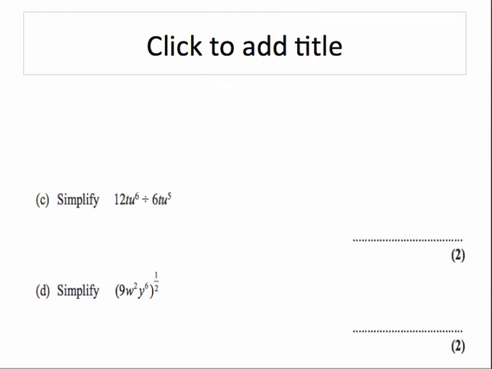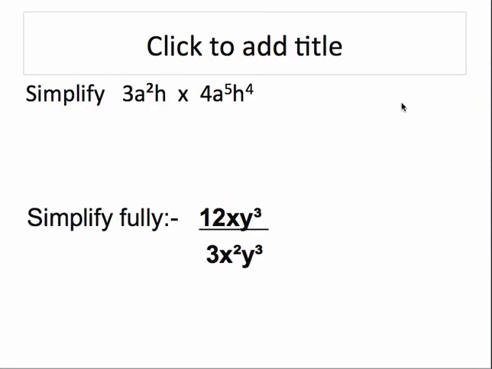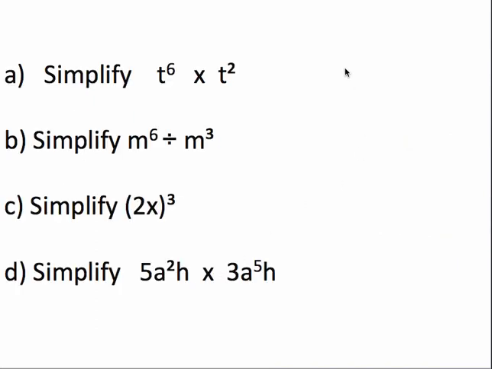For example, if we were to look at this one here, t to the power 6 times t to the power 2 is going to give us t to the power of 8. M to the power 6 divided by m to the power 3. Well, that's my 5 minutes done, but we're going to keep going 30 seconds. M to the power 6 divided by m to the power 3. Remember, we subtract, so we just do 6 minus 3, which is m to the power 3.